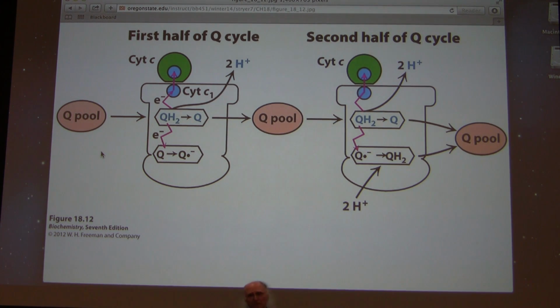Same complex, that's right. This is the same complex, they're both complex 3, that's correct. Okay, so 2 QH2s come in. Both of them split their electrons, 1 to cytochrome C, 1 to coenzyme Q. All right? Both cases, 2 protons get pumped out, and we're done. We've done the Q cycle.